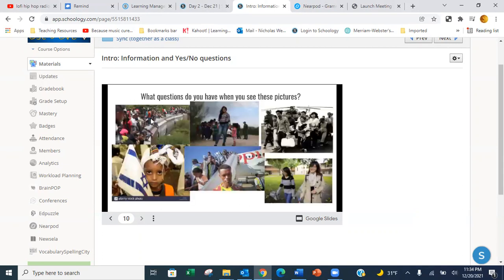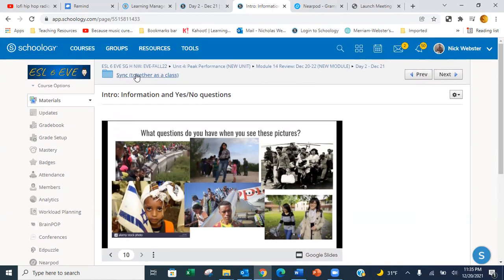And then slide 10, look at these pictures. For each picture, try to make 1 or 2 questions about the picture, right? For example, I look at this one here. I wonder, where are these people going? That's my information question. So try making information questions and yes/no questions for these. That is the final activity for this slide about information and yes/no questions.